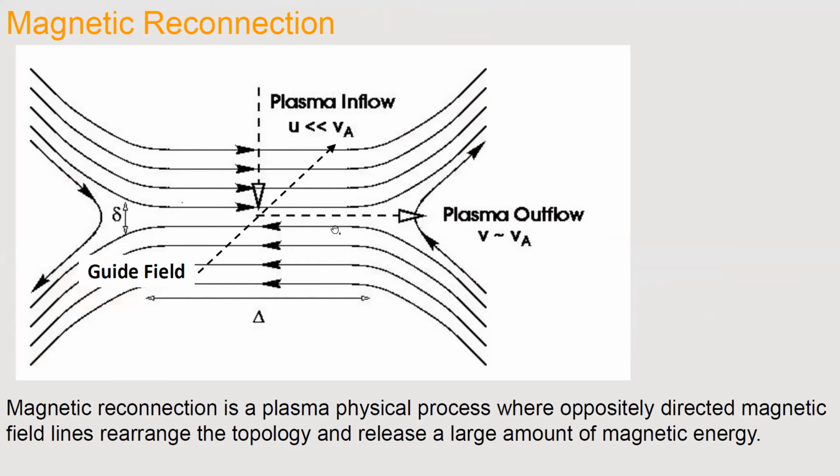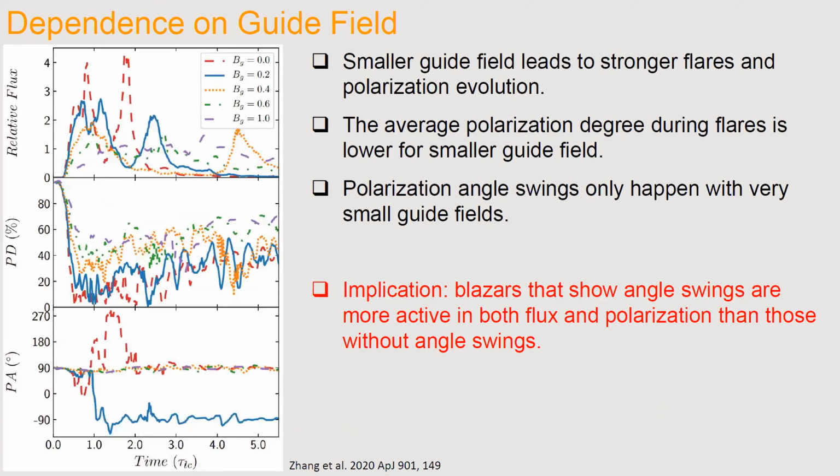Just to mention that the reconnecting magnetic field lines can have a guide field component that is perpendicular to both the inflow and outflow, which strongly affects the merger rate. As we can see in this plot with different guide field strengths, the curves with the smallest guide field stand out in the polarization angle plot. And in fact, they also have the strongest variation in both flux and polarization overall. Clearly, angle swings only happen to reconnection with very small guide fields.